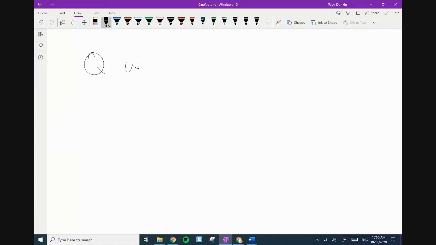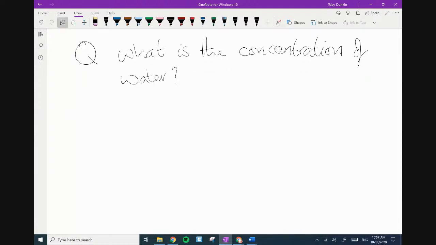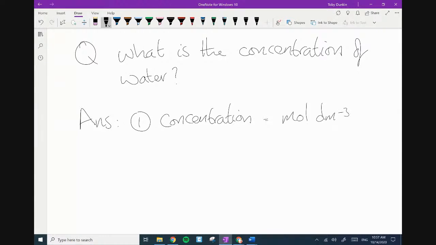So what is the concentration of water? What is the concentration of water? Question mark. This is a beautiful chemistry question. If somebody really fancies a challenge, this is an Oxford interview question, you can pause the video now and have a go at it, and then unpause it and see what the answer is. So here's where the answer comes from. Number one, concentration equals moles per dm cubed. So what we now need to do is work out the number of moles in a liter.